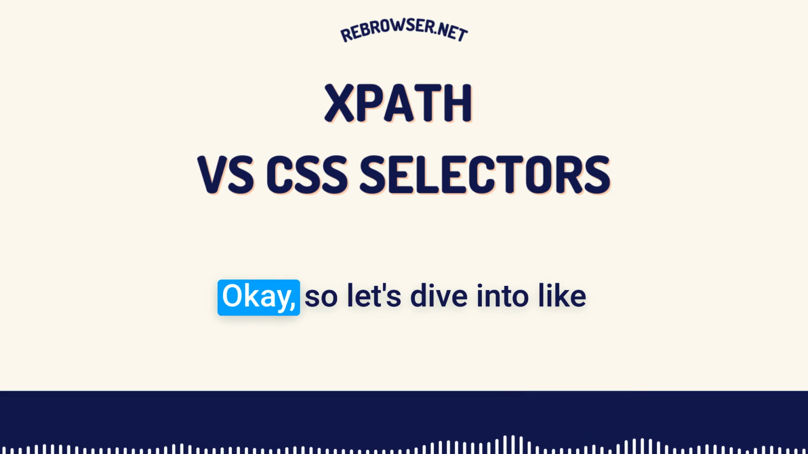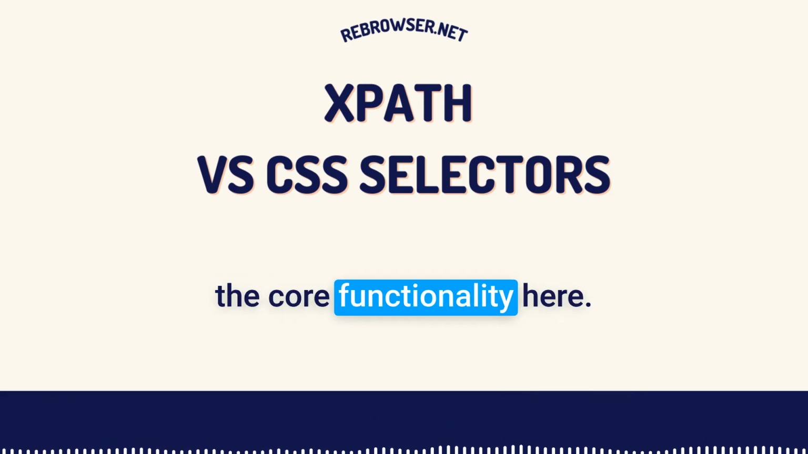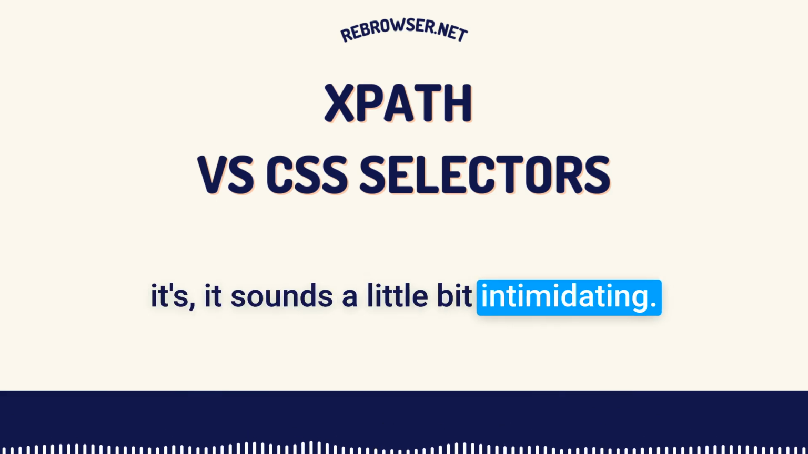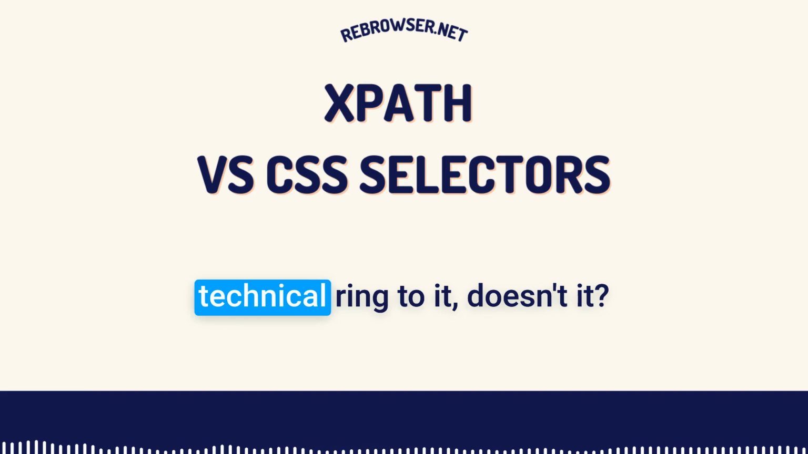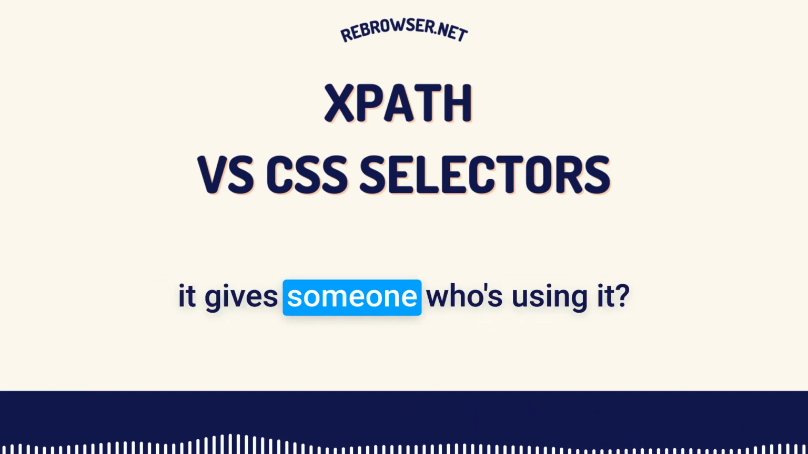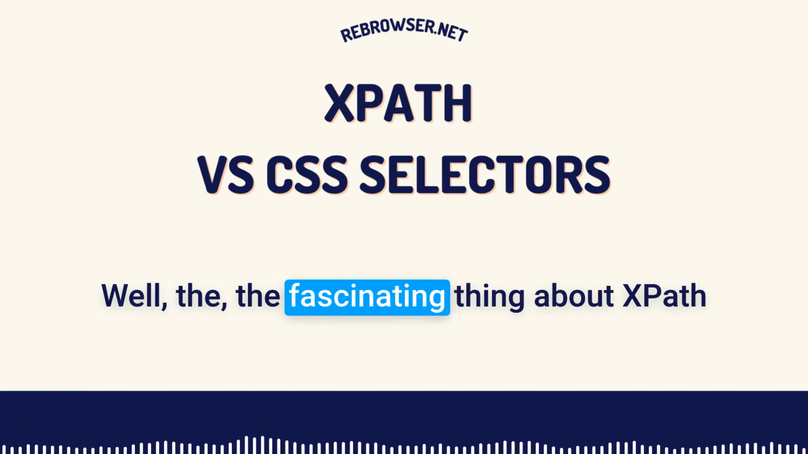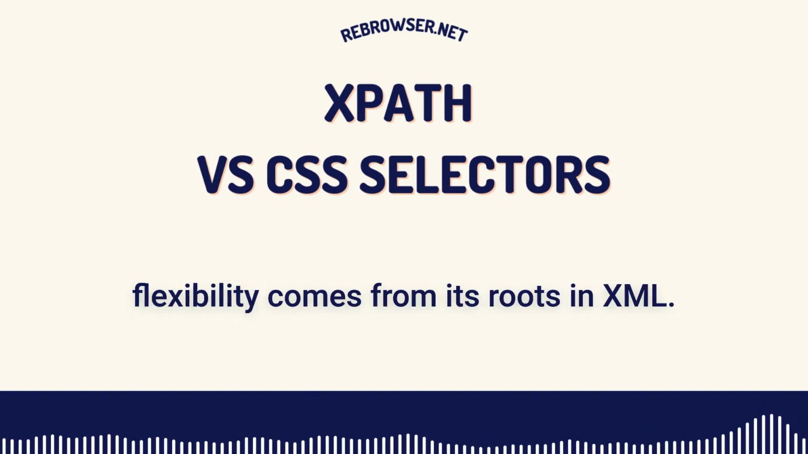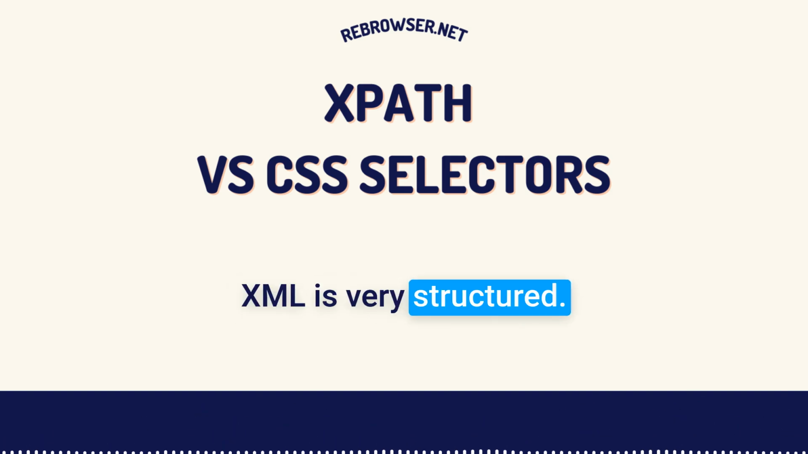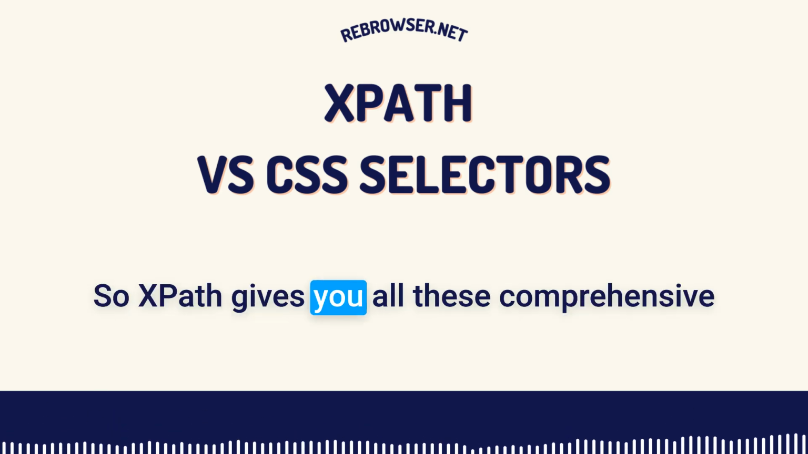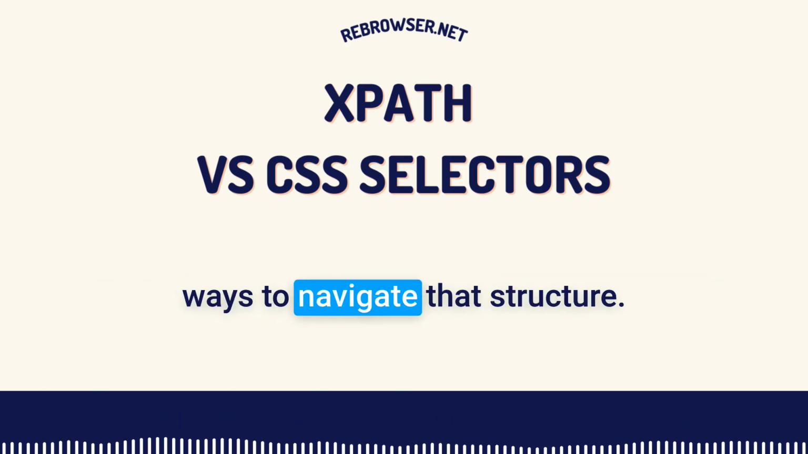I like it. Okay, so let's dive into the core functionality. XPath, XML Path Language, sounds a little bit intimidating. It does have a technical ring to it, doesn't it? But what's the real power it gives someone who's using it? Well, the fascinating thing about XPath is that it's incredibly flexible, and that flexibility comes from its roots in XML. XML is very structured, like a tree with branches and relationships, so XPath gives you comprehensive ways to navigate that structure.